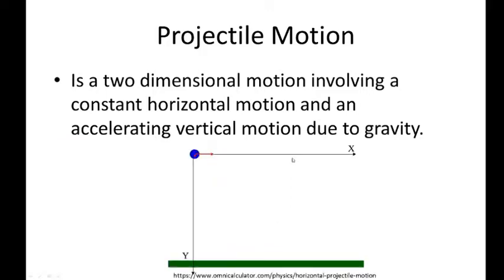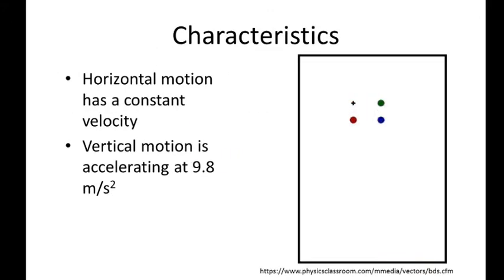And projectile motion, this is an example of a projectile motion. It is a two-dimensional motion involving a constant horizontal motion. So there is a movement sideways, which is constant, meaning the velocity did not change, and a vertical motion wherein the acceleration or the velocity increases. So there is the presence now of acceleration. And again, that acceleration is due to gravity. The value of the acceleration is 9.8 meters per second squared, meaning the velocity will increase by 9.8 meters per second for every second.